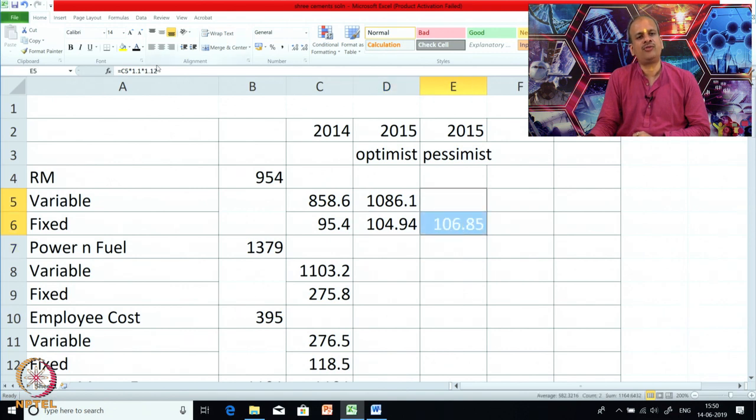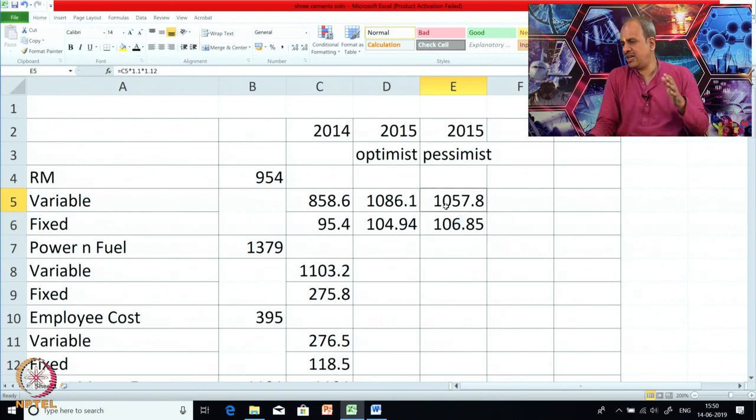Now if you try to calculate for the pessimistic one, see in pessimistic what happens, the growth rate, lesser growth rate is taken, only 10%, so 1.1, but chances of higher increase in the cost, that is 12%. The raw material cost, any cost for that matter, can increase from 10% to 12%. In the pessimistic, we are looking at 12% rise in cost and only 10% rise in the volume. So it is 1097. As far as the fixed cost is concerned, anyway it is not affected by volume. We will just consider 12% rise in the cost. Are you getting it? I hope it's clear to you.